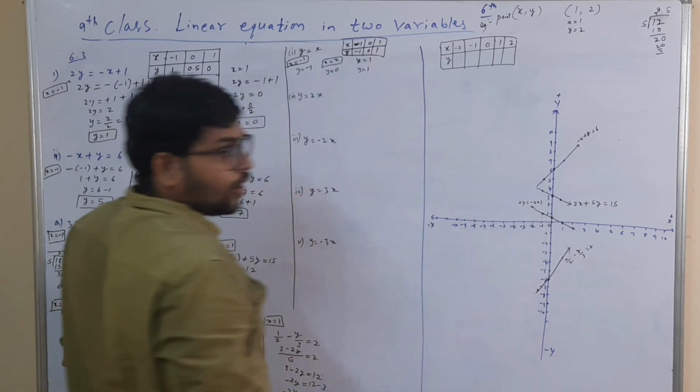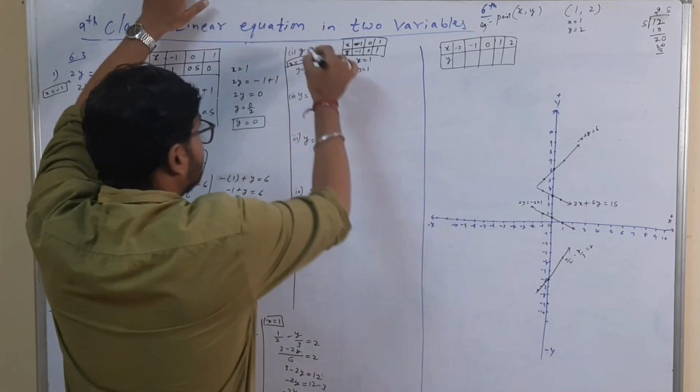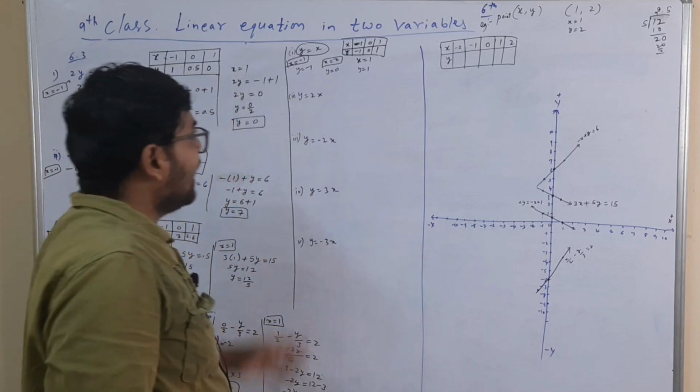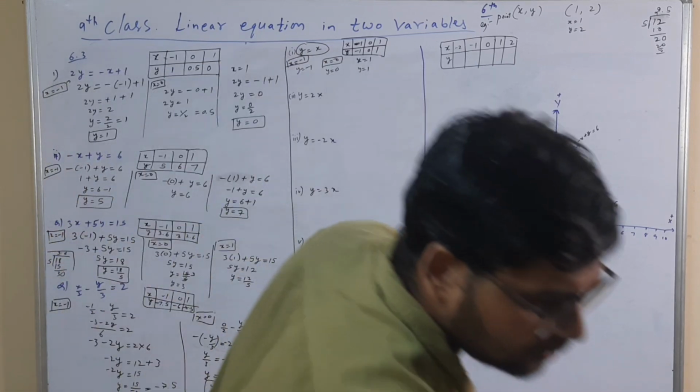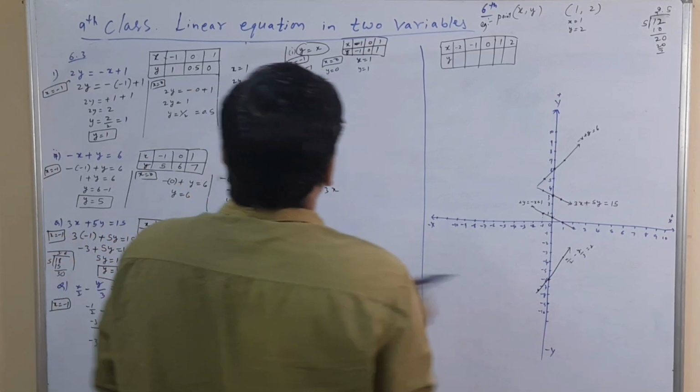So for this one, let's see how we will get the line. Now see, this is the main equation: y is equal to x. Let's see in the graph how we will get it. I'll do it with a blue one so that you will understand what this is.